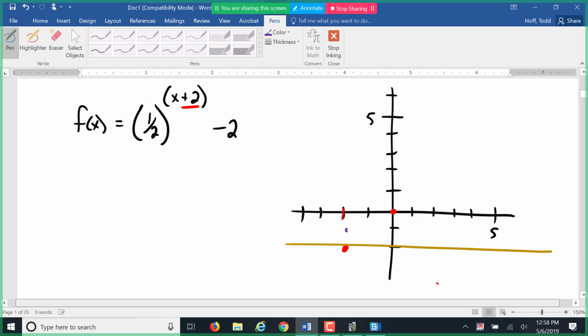So, of course, our graph goes in 1 unit above that, doesn't it? And, oops, it goes down to 0. Since this is 1/2, it is a decay. It's going to look something like that. Any questions?